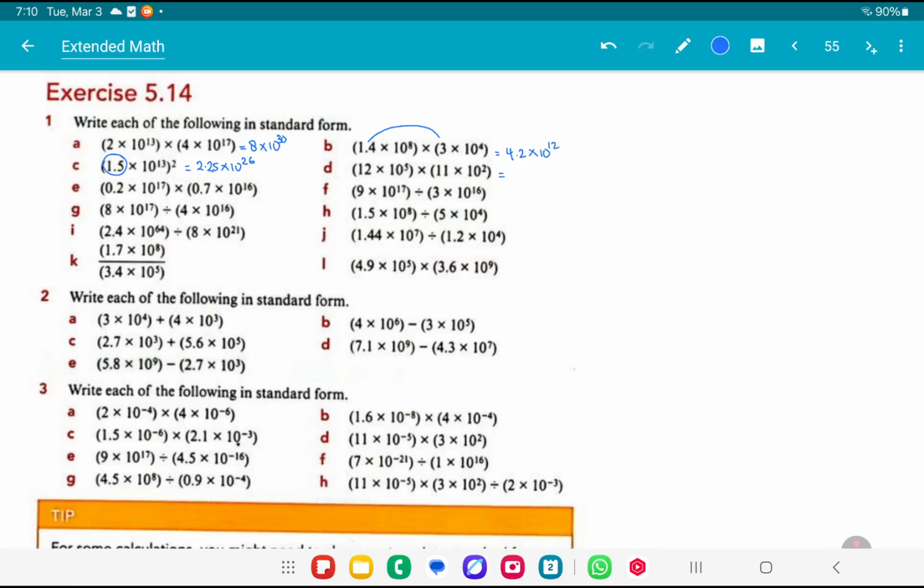12 multiplied by 11. We write down as 132 times 10 raised to the power of 5 plus 2 equal to 7. And then we change 132 as 1.32 times 10 raised to the power of 2 multiplied by 10 raised to the power of 7. And the final answer, 1.32 times 10 raised to the power of 9. We move to the next question.